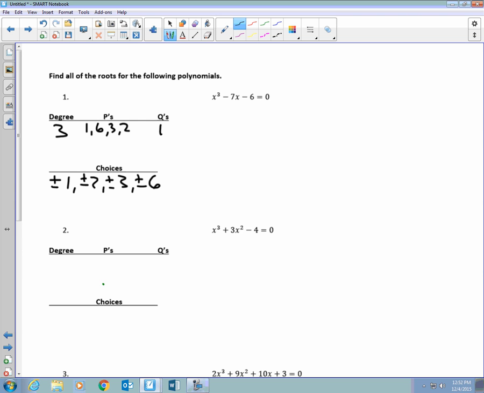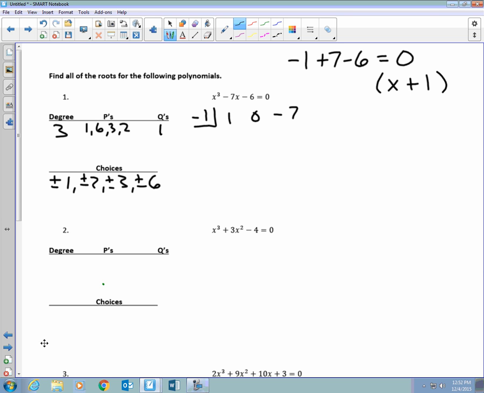Let's try negative 1. Negative 1 to the third, negative 7 times negative 1. Does that work? Yay. So if negative 1 is a solution, what binomial divides evenly into the polynomial? It's plus 1. So it turns out it does factor. That's the front part of the factor. And then I'm going to have a quadratic behind it. We'll figure out what that factor is by simply using synthetic division.